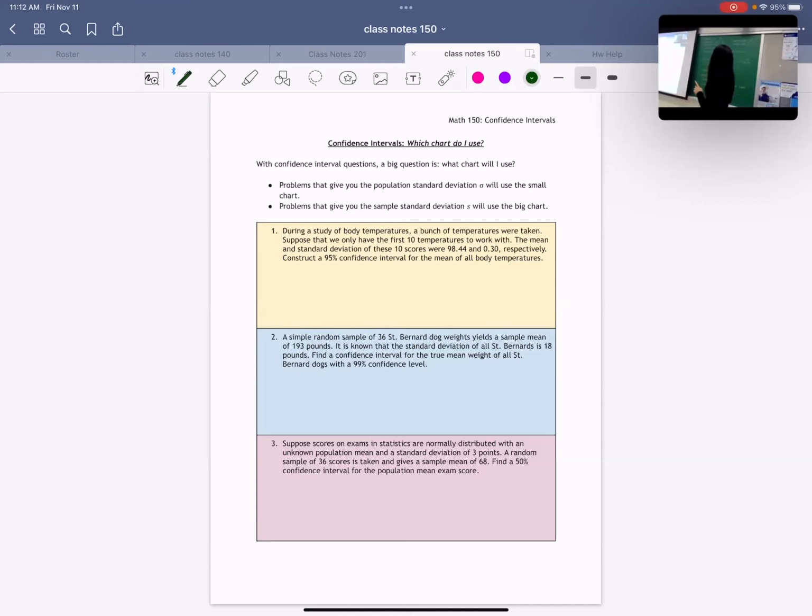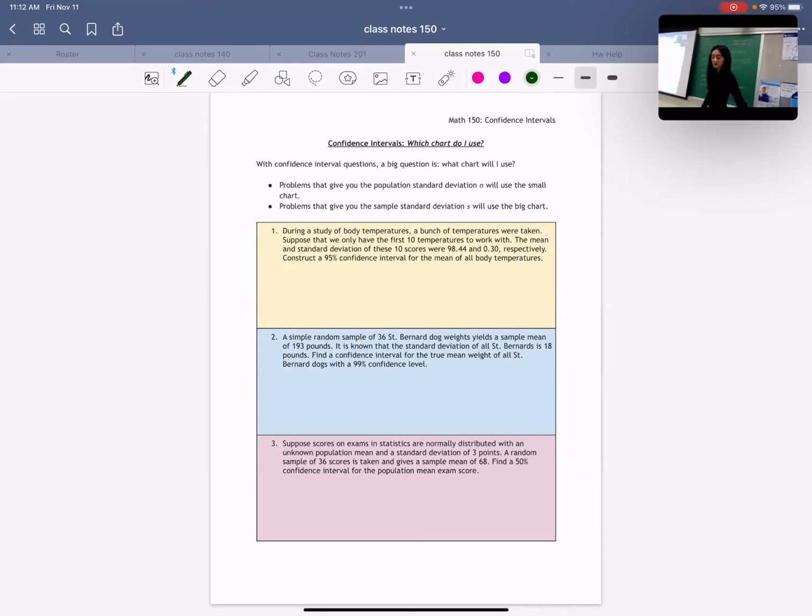Good. The small chart is when we use the population standard deviation. The big chart is when the question gives us the sample standard deviation. It's a very small difference between the questions that I can ask. But basically, small chart, population; big chart, sample.